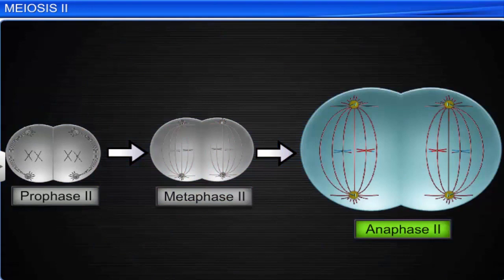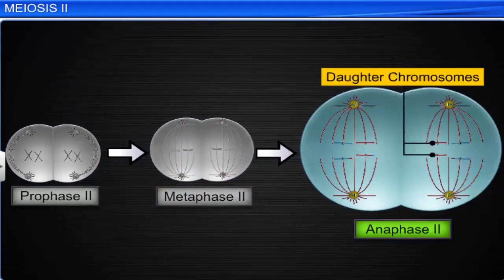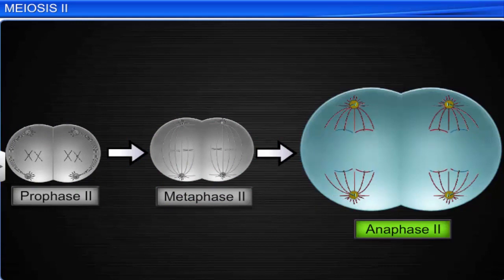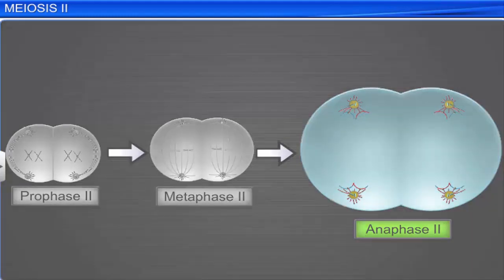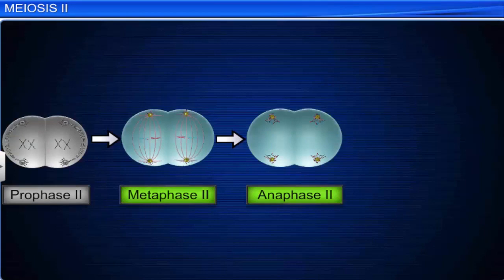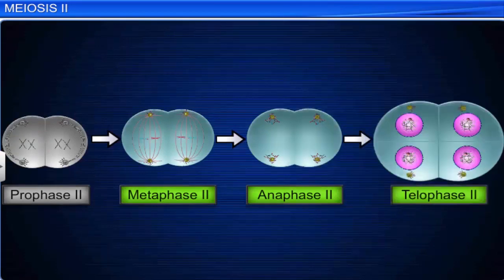During early anaphase, the centromere of each chromosome divides longitudinally into 2 and splits the chromosome into 2 daughter chromosomes. These daughter chromosomes are then pulled to the opposite poles of the cell during the late anaphase stage. The final phase of meiosis 2 is telophase 2.